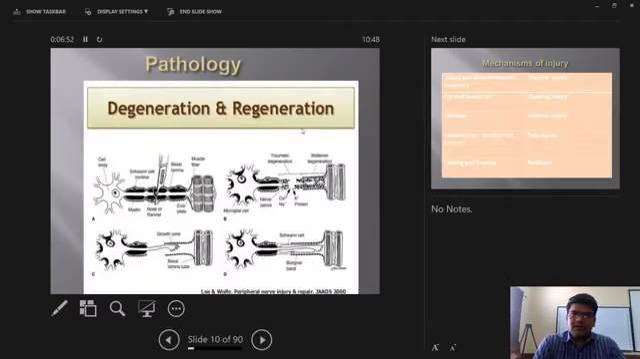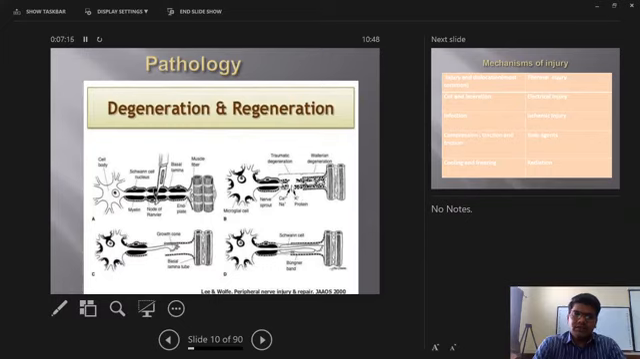So now coming to pathology, so degeneration and regeneration. Whenever there is a nerve injury, like here, the distal part of the nerve undergoes Wallerian degeneration.